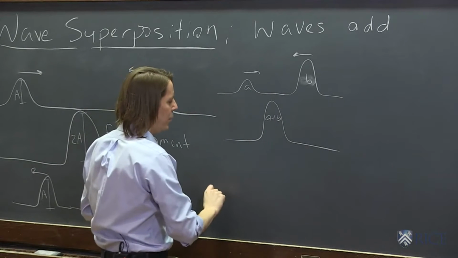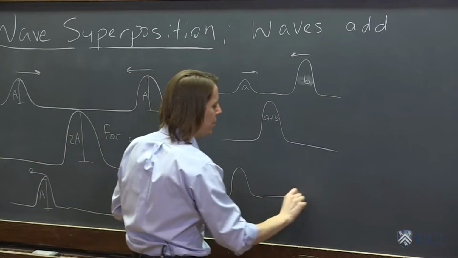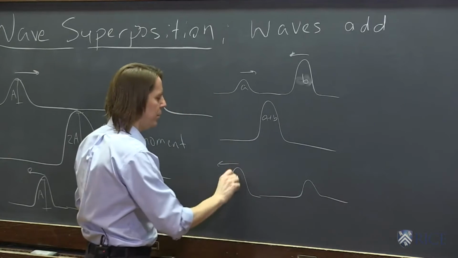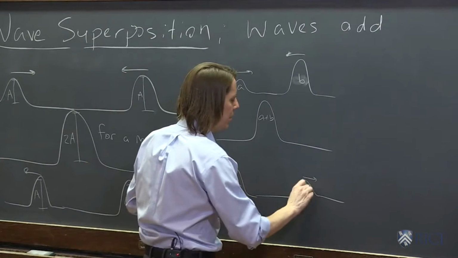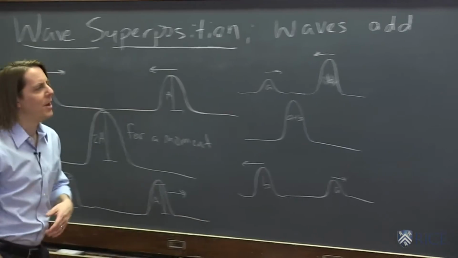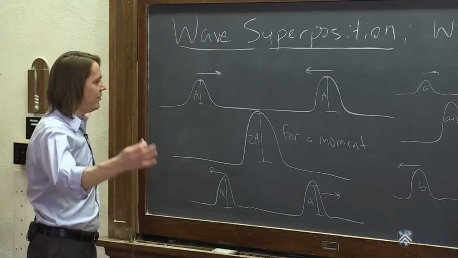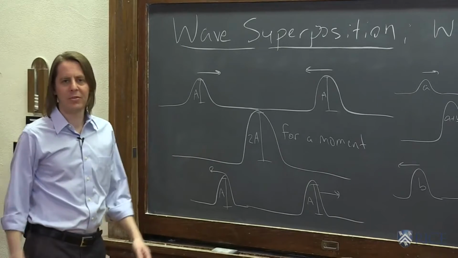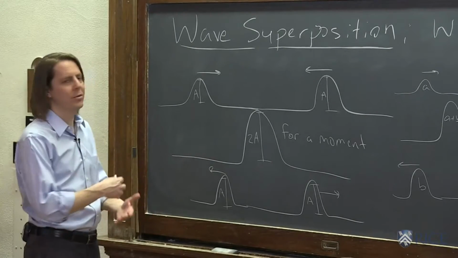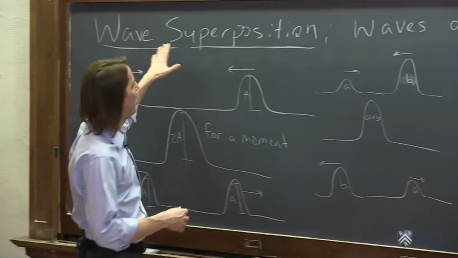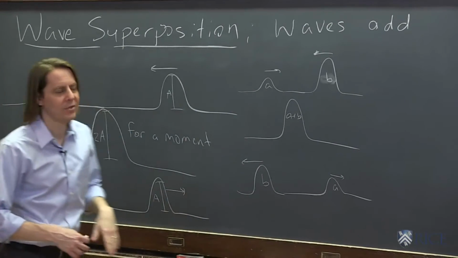And then if you let it go, the big wave would come out here. The little wave would go out there. B that way, A that way. So mathematically, you're adding the solutions. Physically, what it means is the waves just ignore each other. They don't bounce off of each other. Two waves just pass right through each other. That's what happens when you apply wave superposition, when you just add the solutions.